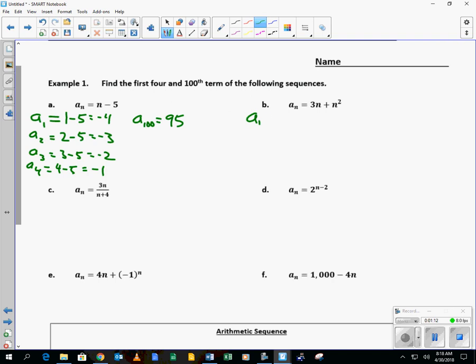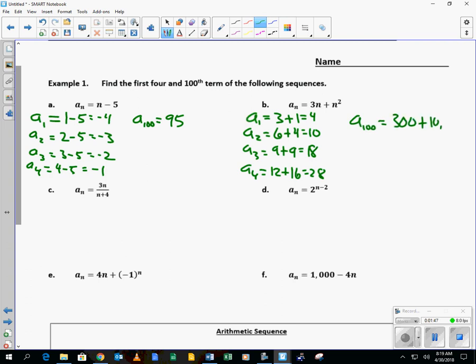B, we have a sub 1 will be 3 plus 1, which is 4. A sub 2 is going to be 6 plus 4, which is 10. A sub 3 is 9 plus 9, which is 18. A sub 4 is 12 plus 16, which is 28. And so a sub 100 is going to be equal to 300 plus 10,000, or 10,300.